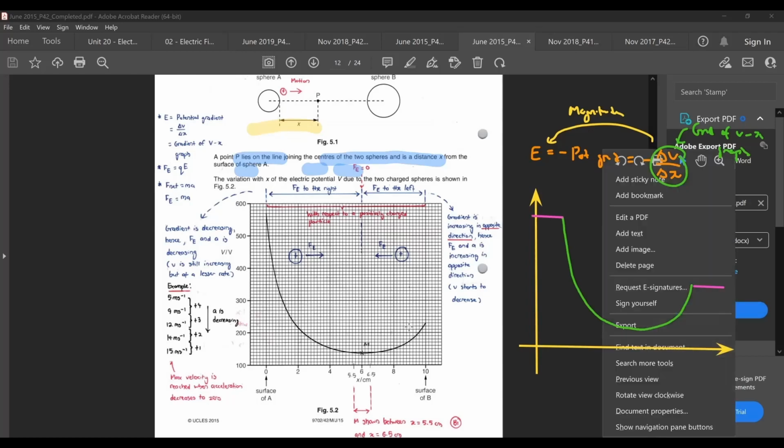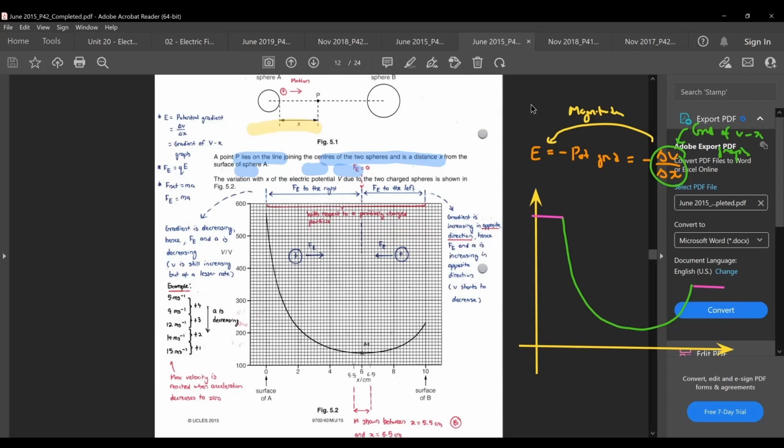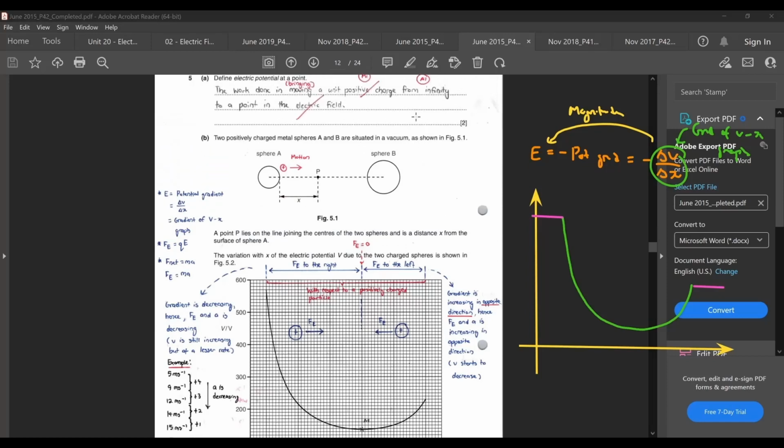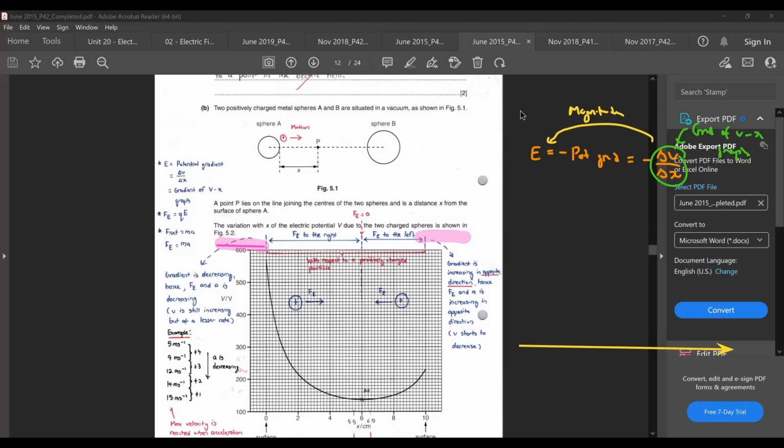That's because your x is not measured from the center of the spheres. You see, if you read your question carefully, your x is from the surface of sphere A. X is measured from the surface, it's not measured from the center. So since you're not measuring from the center, you don't pass through the inside of the sphere, you don't need to draw the constant potential line. You only need to draw from the surface of sphere A to the surface of sphere B. That's why the graph shape looks like what you see right now.